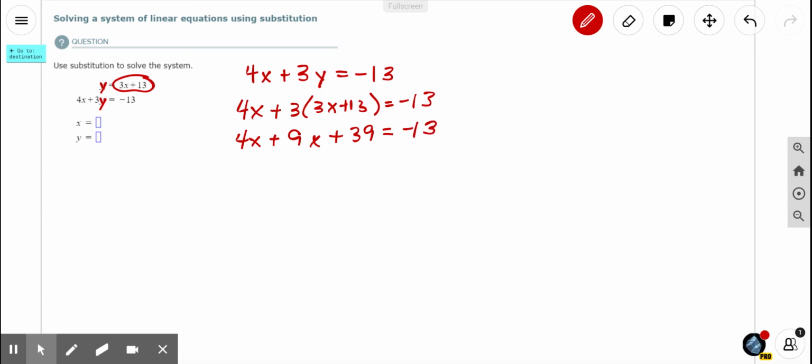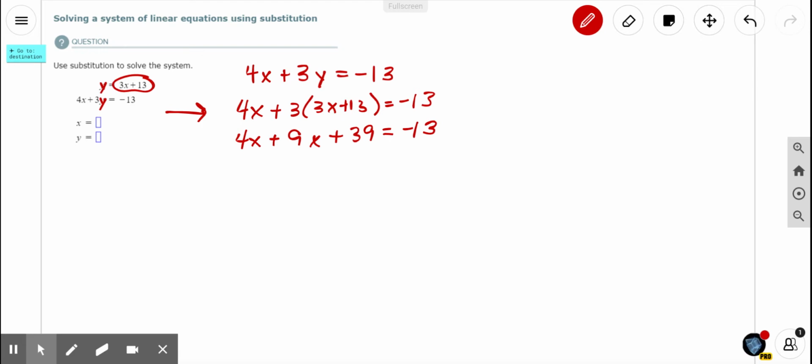So look what we accomplished by substituting it. When we substituted in, the whole point was to get rid of one of the variables. Check it out. Now I have one equation, one variable, and I can solve it. I cannot solve one equation with two variables.